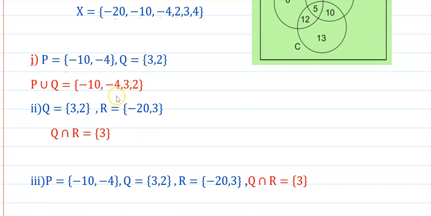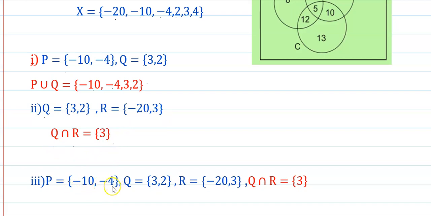P and this is the Q. Their union. Okay. Is there any common element? No. Therefore, we take P union Q is equal to minus 10, minus 4, 3, 2. Q is 3, 2, R is minus 20, 3. And what about their intersection? How many common elements are there? 3. Therefore, Q intersection R is 3.